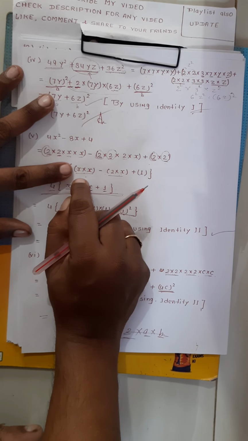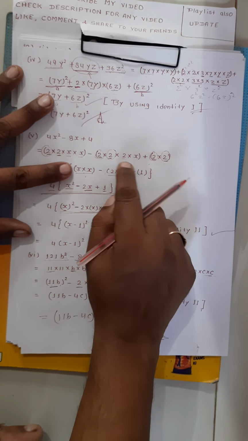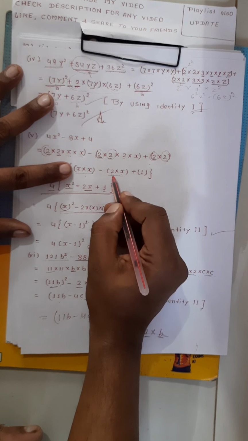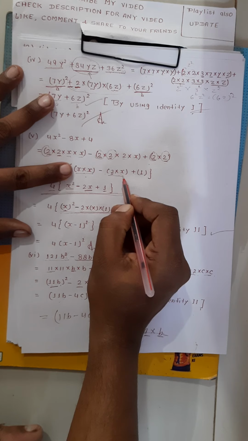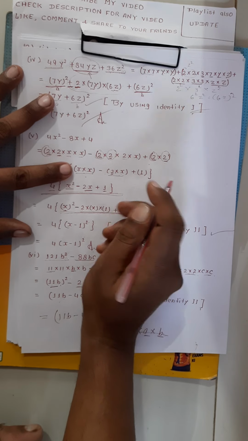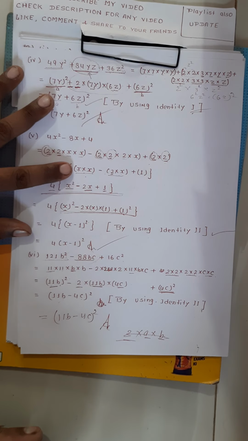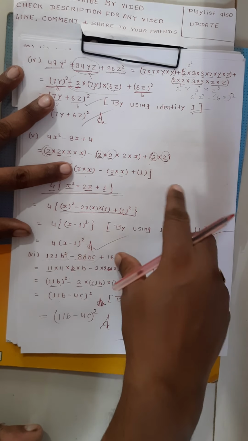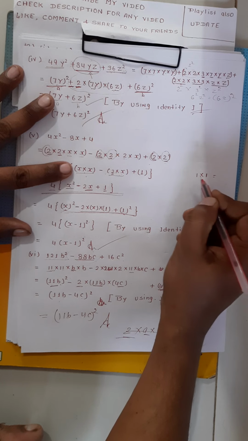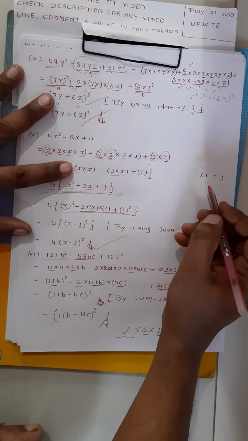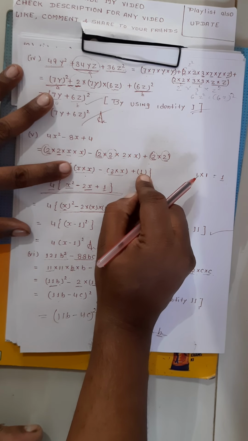That means we can find a square here. But 2x is not a perfect square, because there is only one 2 and only one x here, no other 2 and no other x, so we cannot tell it as a perfect square. But 1 can be written as 1 into 1, because 1 into 1 is equal to 1. So we can write it as the whole square of 1.